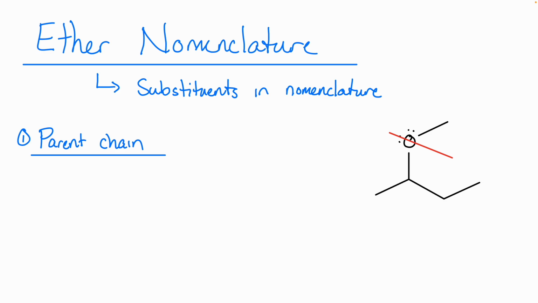So if I chop at my oxygen here, I see on one side I have these 4 carbons. And on the other side I just have this 1 carbon. So which one's going to be my parent chain in this molecule? The longer of the two, right? The 4 carbon parent chain. So for our parent chain, we're going to chop at that oxygen.